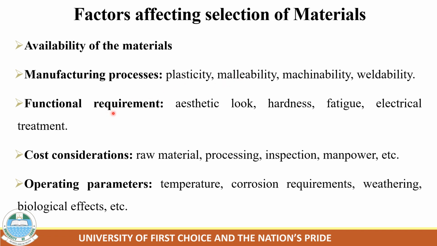Likewise, functional requirements. Functional requirements are the purpose you want to use the apparatus for. The apparatus you want to produce may be a lens holder, the hook slow apparatus, or an optical bench. The purpose you want to use it for, to demonstrate a practical, is the functional requirement. Under that one, we have aesthetic look. How do you want it? You want it to look beautiful, the hardness, fatigue, or electrical treatment, or heat conductivity. So the functional requirement is also very, very important when you want to select your material.